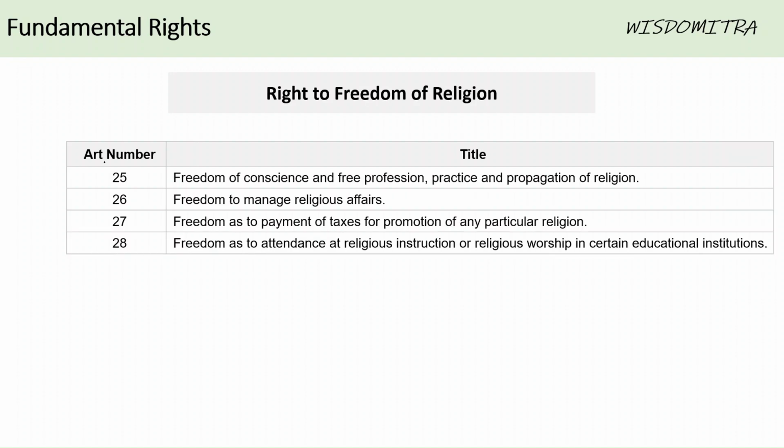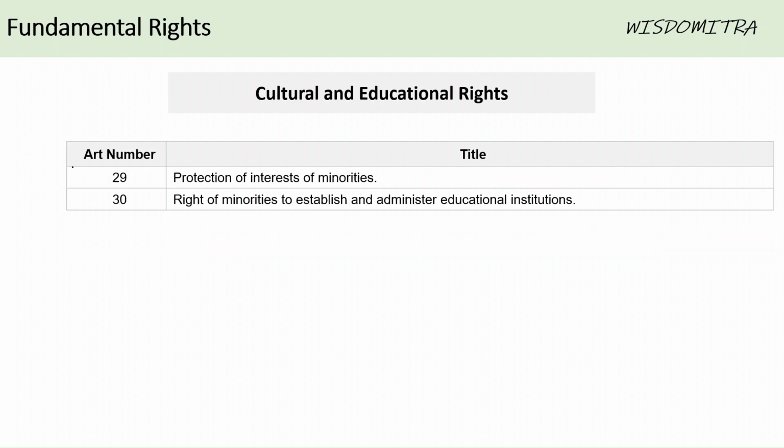Coming to right to freedom of religion, these 4 articles cover that. And again, if you remember the first article, that's sufficient, I would say: freedom of conscience and profession, practice, and propagation of religion. Articles 29 and 30 cover the right of minorities to establish and administer educational institutions. One thing that you should know is that the Constitution recognizes linguistic and religious minorities. These are the two types of minorities that the Constitution recognizes. Again, it's important to remember the 29th one, most important.